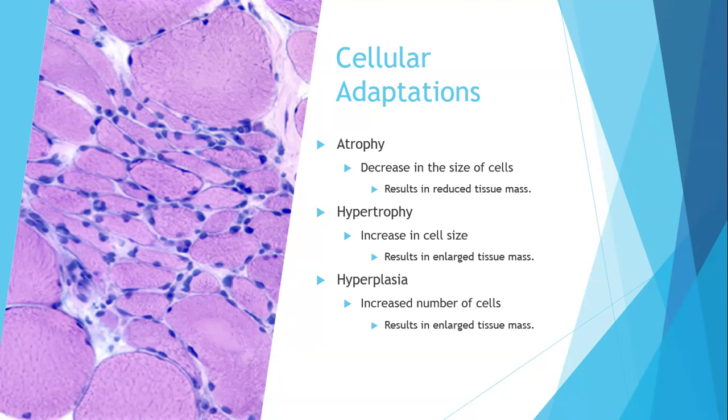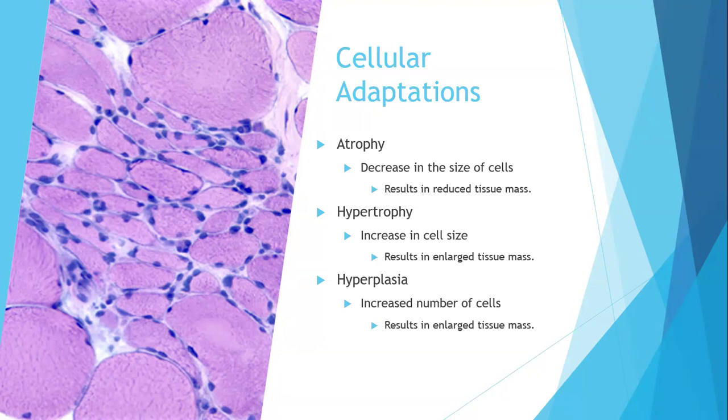Atrophy is a decrease in the size of cells. So smaller cells; they're still the same cells, but they're smaller. It results in a reduced tissue mass. A good example is you stopped working out at the gym and your muscles get smaller. Atrophy.